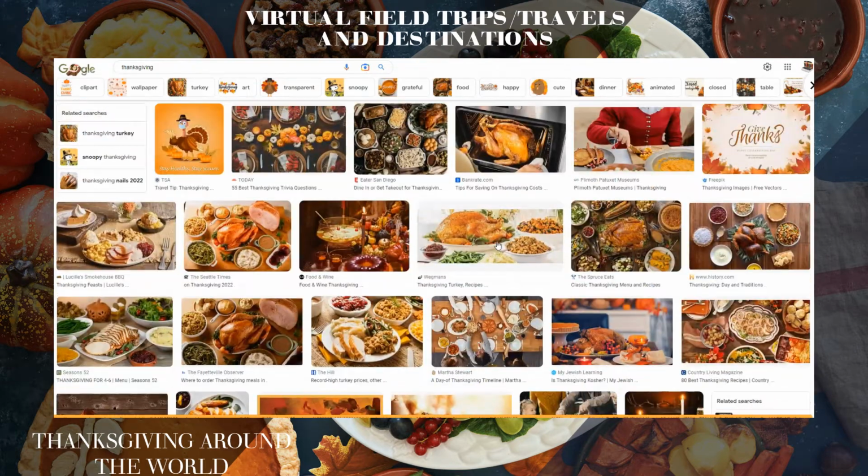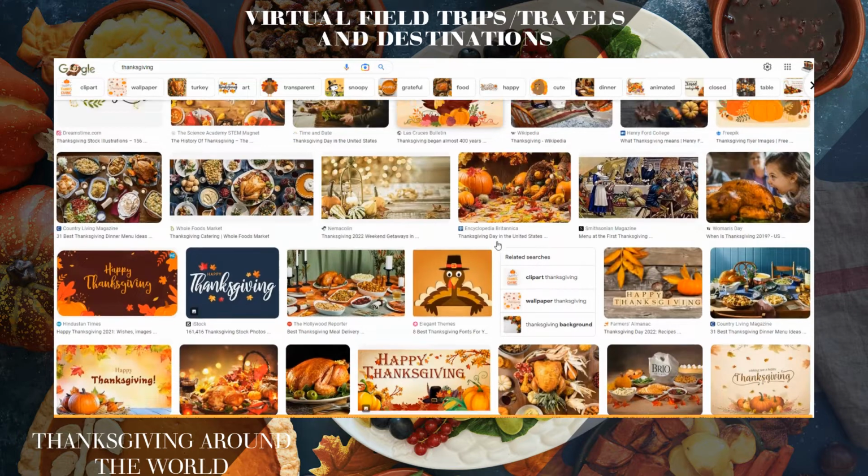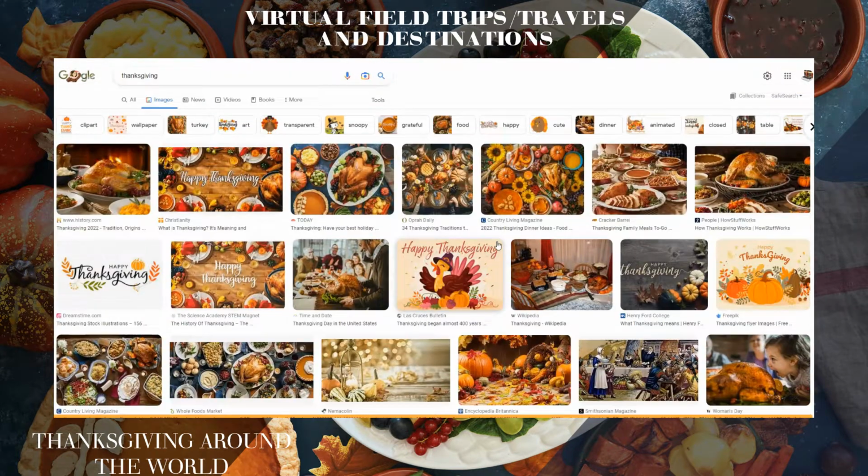Just be careful that when you look at these images and decide you want to use them, they are not copyrighted, because you do not want to be sued or charged for using somebody else's images. So just be cautious when you're doing it. But a lot of these Google images are for public use, so you shouldn't have any problems at all.